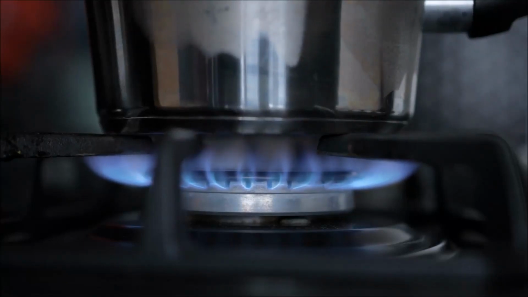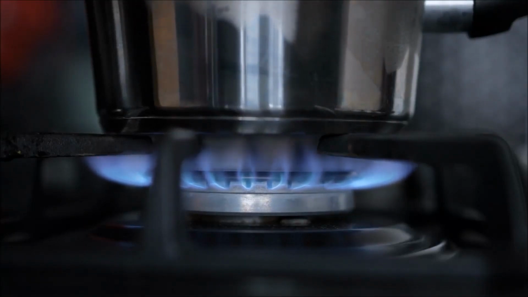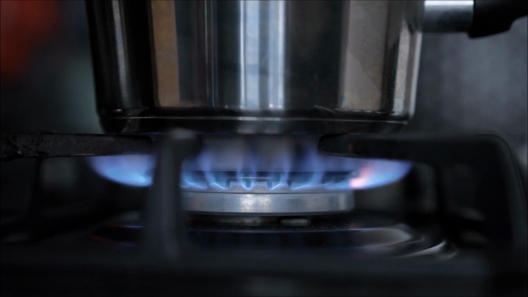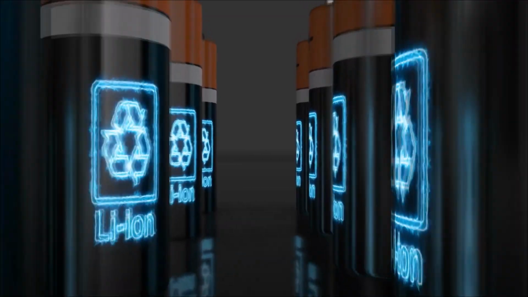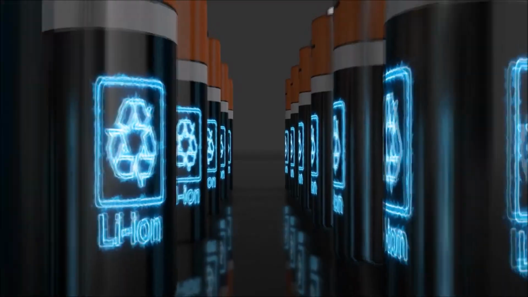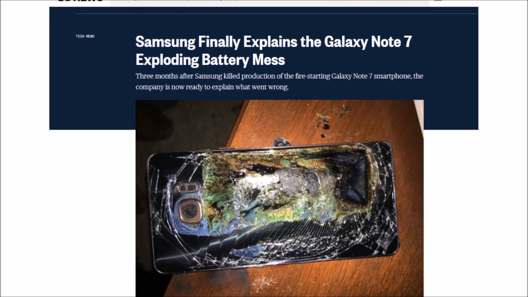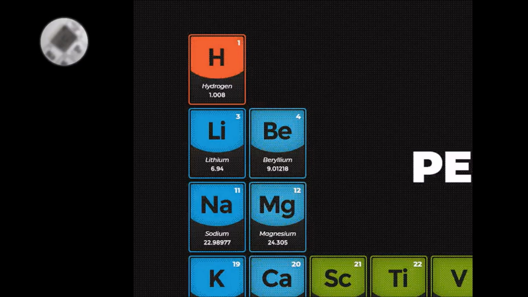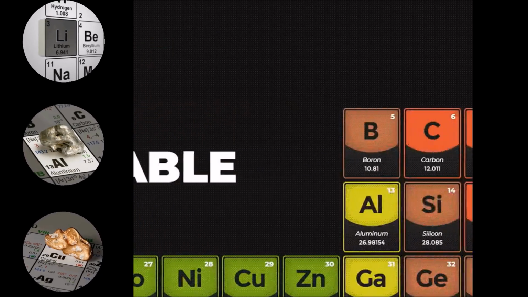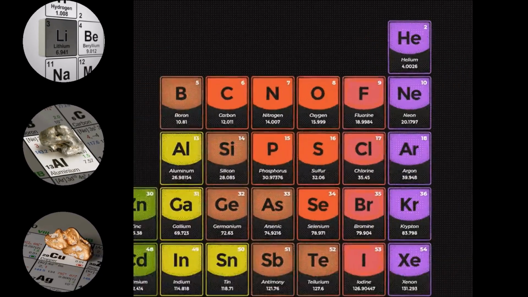How is it that we can expose metals like copper and aluminum to lots of energy to cook our food, but when the lithium-ion batteries powering our devices malfunction, they can overheat and explode? Well, it has to do with where these metals are on the periodic table of elements, which is organized based on common characteristics.